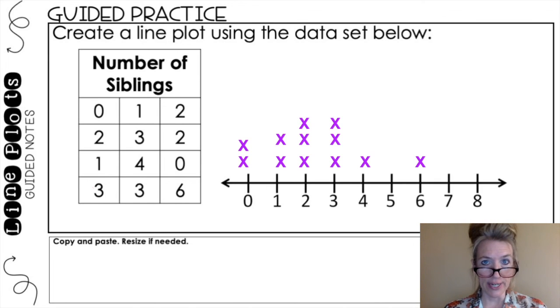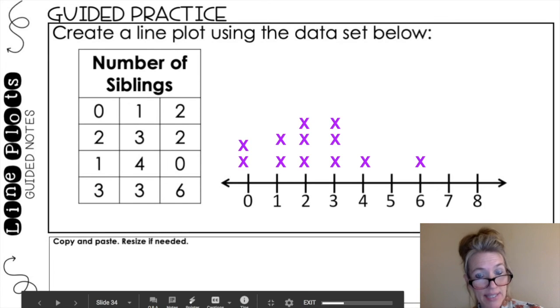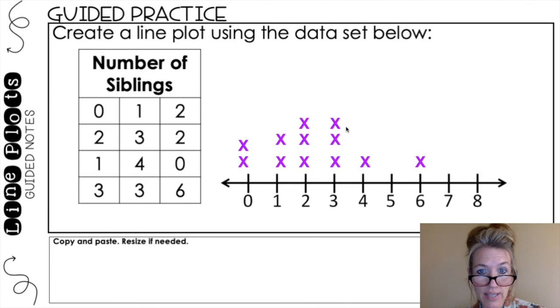of data is occurring. If someone asked me how many people were interviewed in this process, I would simply count the number of X's that I had. So 1, 2, 3, 4, 5, 6, 7, 8, 9, 10, 11, 12 little X's tells me that I had 12 people that were interviewed or surveyed for this data set.